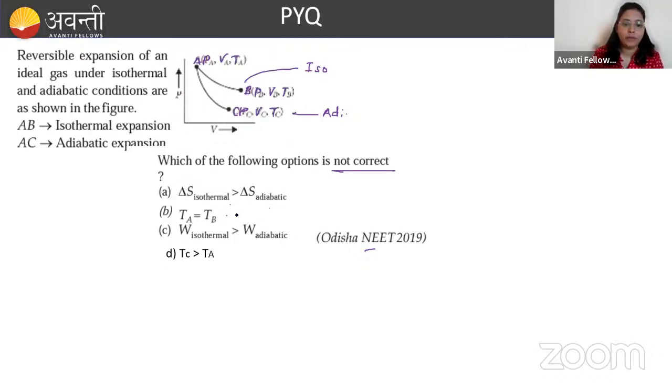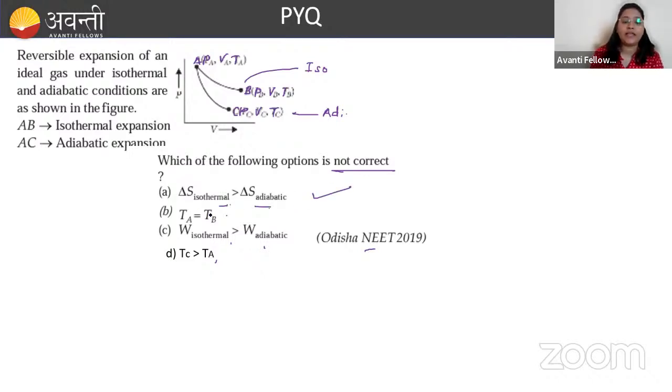TA is equal to TB. W isothermal is greater than W adiabatic, and TC is greater than TA. So here, isothermal delta S means what? The change in entropy in the isothermal process will be greater than the change in entropy in the adiabatic process. So this statement is correct.